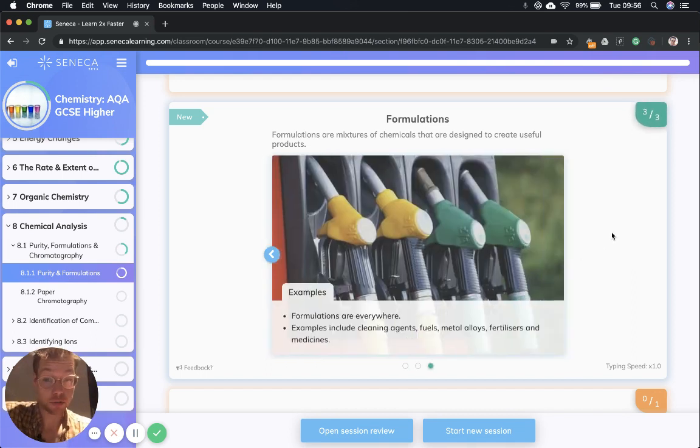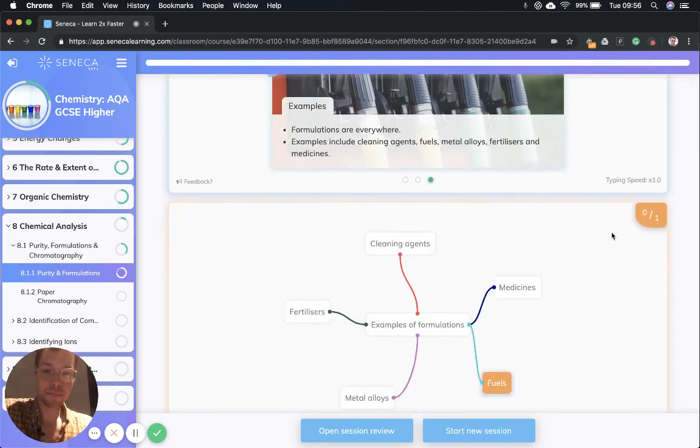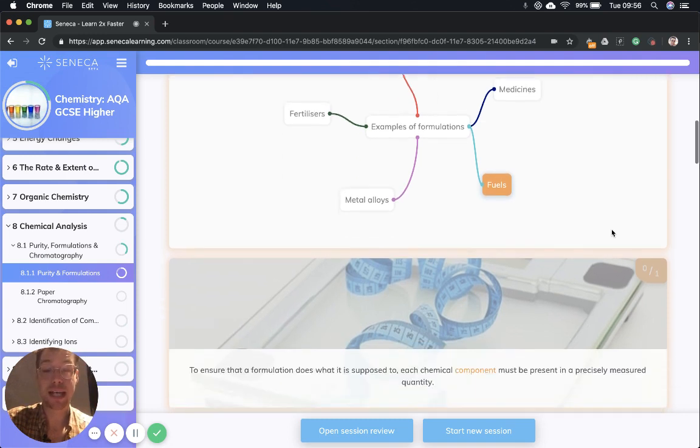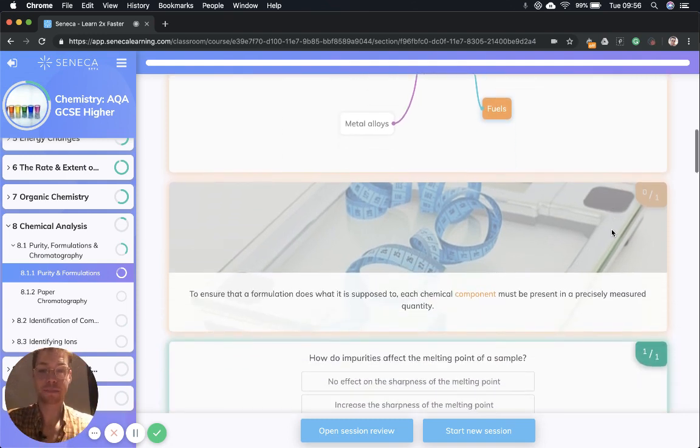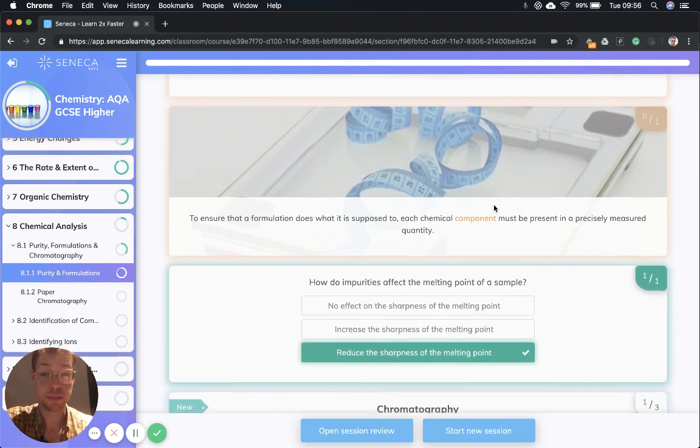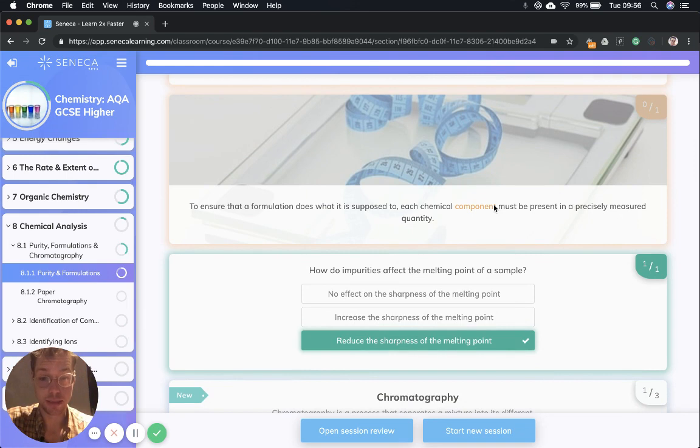So formulations are everywhere, right? Examples include cleaning agents, fuels, metal alloys, fertilizers, and medicines, okay? So those are some really key examples of formulations. Let's go over them again. Do you remember any? We have cleaning agents, medicines, fertilizers, metal alloys, and fuels, okay? To ensure that a formulation does what it's supposed to do, each chemical component has to be precisely measured. So that's the quantity that's important.